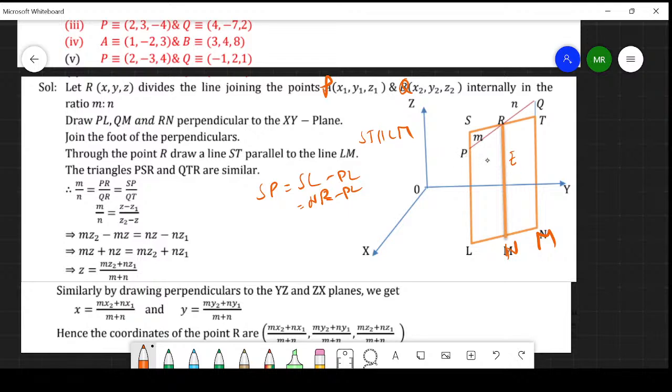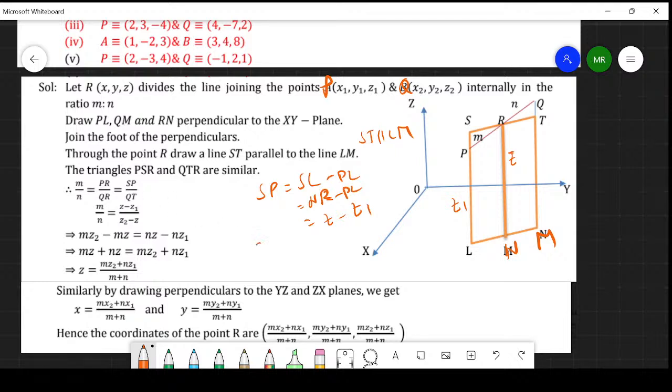What is PL here? PL is also parallel to the Z axis, so PL is the Z1 coordinate. NR means Z and PL means Z1, so you will get SP equal to Z minus Z1. If you want, you can write this besides the figure. SP is equal to SL minus PL. SL is nothing but RN or NR, both are the same, minus PL. PL is Z1, because point P is x1, y1, z1. This is Z1 and this is Z. Z minus Z1.